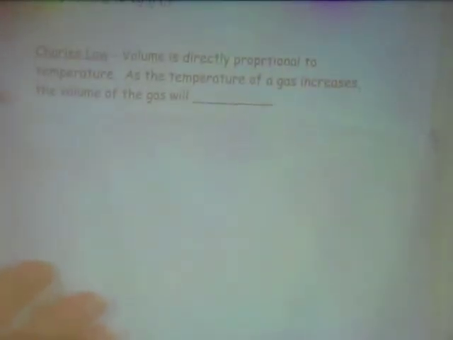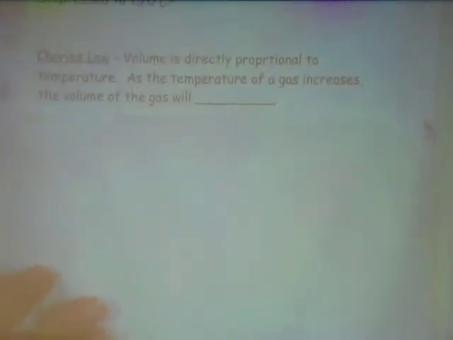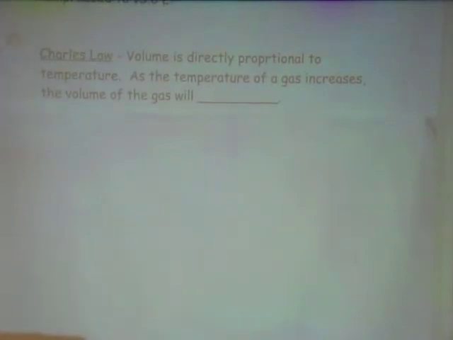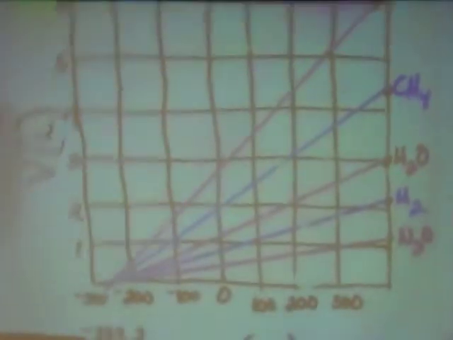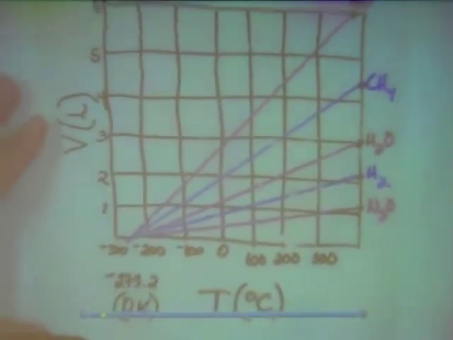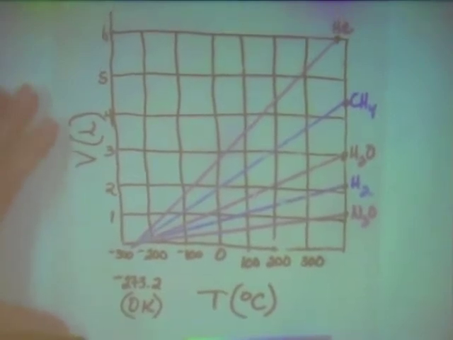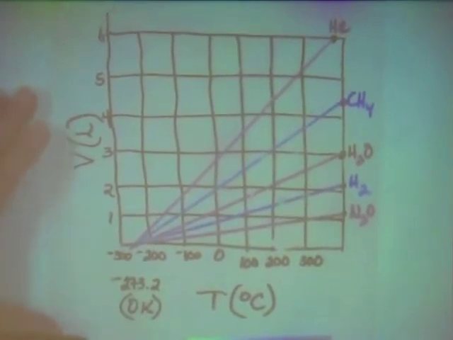Now that means that as the temperature of a gas decreases, the volume of that gas will also do what? Decrease. Now I have this really interesting thing for you to think about. I think it's interesting. We'll see what you think. I made this graph, and it's a little bit yucky, but it's going to get the point across.